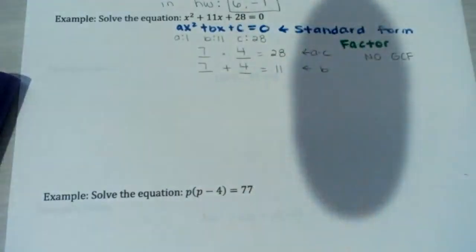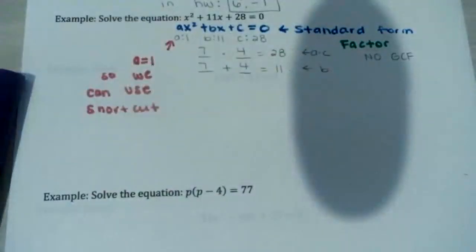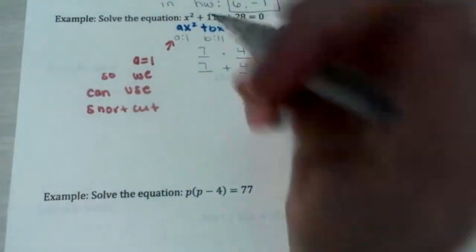So what two numbers multiply together to give us 28 and add together to give us 11? 7 and 4. So 7 times 4 is 28, and 7 plus 4 is 11. Thankfully, a is 1 here, so that means we can use our shortcut. Our shortcut lets us go straight to our two factors.